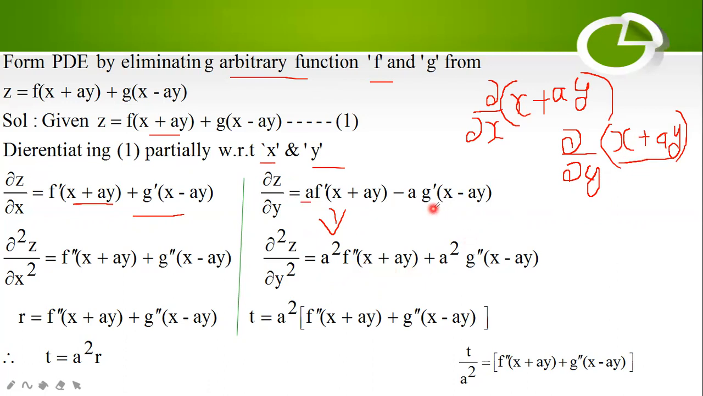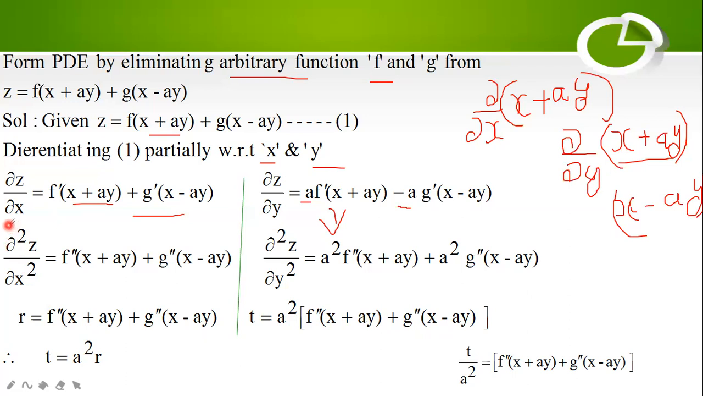Again now we are differentiating g dash of x minus ay, that is g double dash of x minus ay into the derivative of x minus ay with respect to y. With respect to y, x is constant, this is 0, the derivative of y is 1, 1 into minus a, minus a into, already minus a is here, minus a into minus a is a square into g double dash of x minus ay. Now take a square common: a square into f double dash of x plus ay plus g double dash of x minus ay.